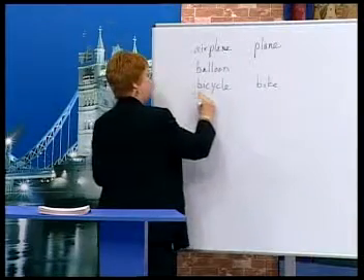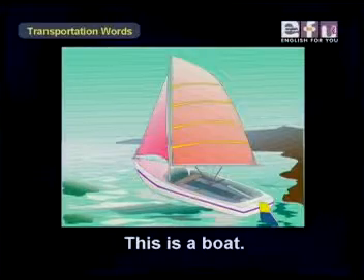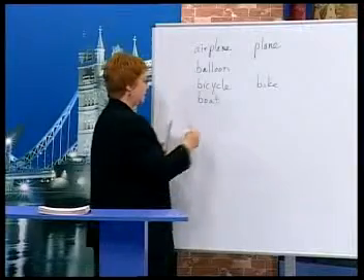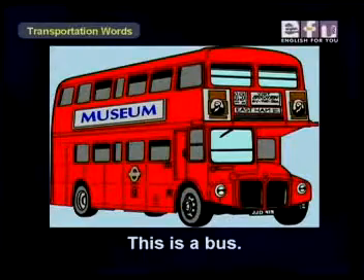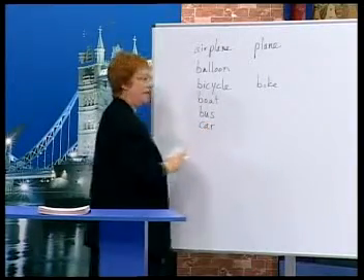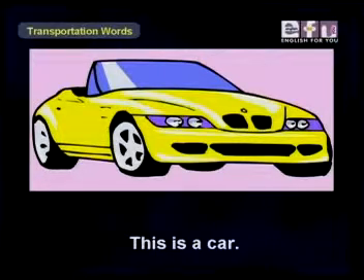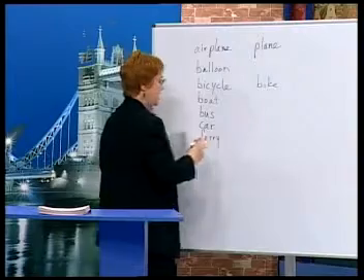The next one is a boat. This is a boat. The next one you probably know is a bus. This is a bus. We have more. We have a car. This is a car. Now on the water, we can travel by ferry. This is a ferry.